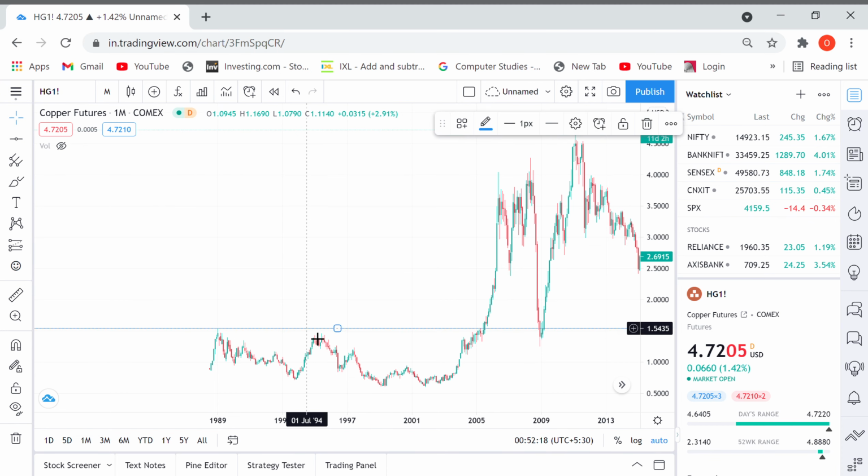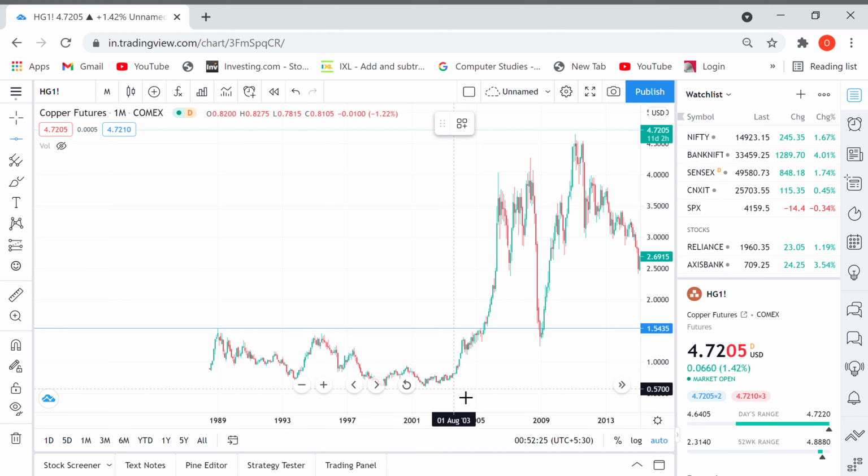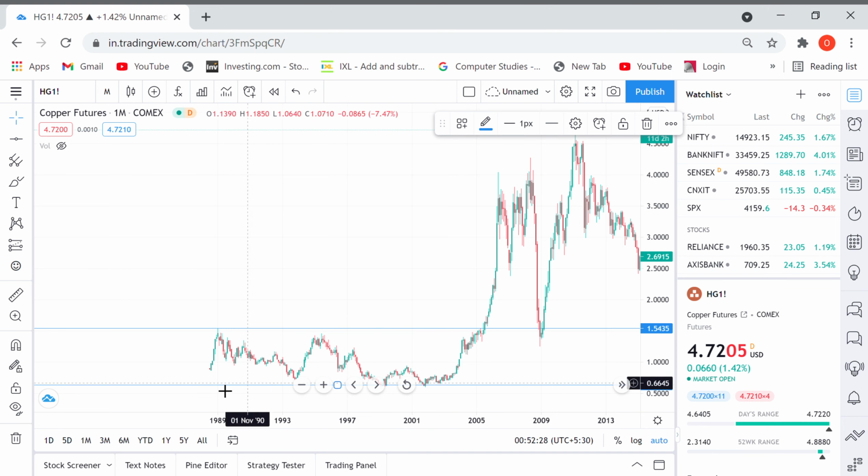If you see, the stock has been trading in this particular range, from 1989 till 2005. Till 2005 the stock was in this range, which is from 0.63 to 1.54, and in 2005 this commodity broke this range, and you can see the massive move which came. Once the range was broken, you can see the massive move.